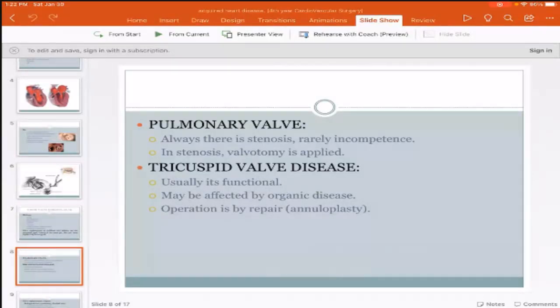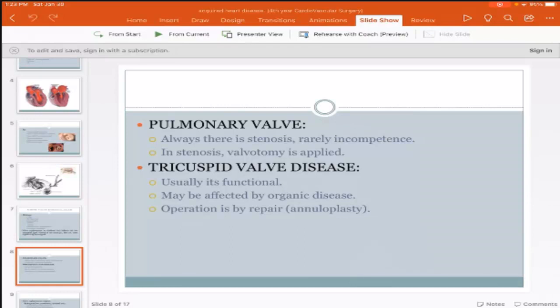This is found in drug addiction, especially when the drug is injectable, not inhaled. They found that tricuspid valve disease. Till now, they don't know why. Only injectable drug addiction leads to tricuspid valve disease only.